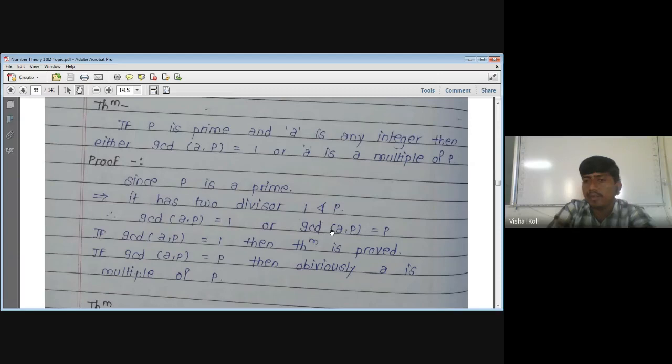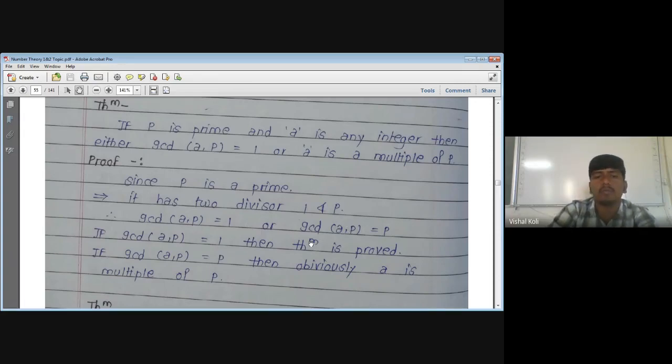GCD of A and P is equal to P is possible only if A is equal to P or A is a multiple of P. That is, if A equals P, then also we say that A is a multiple of P, since A is 1 times a multiple of P. GCD of A and P equal to P is possible only when A is a multiple of P.